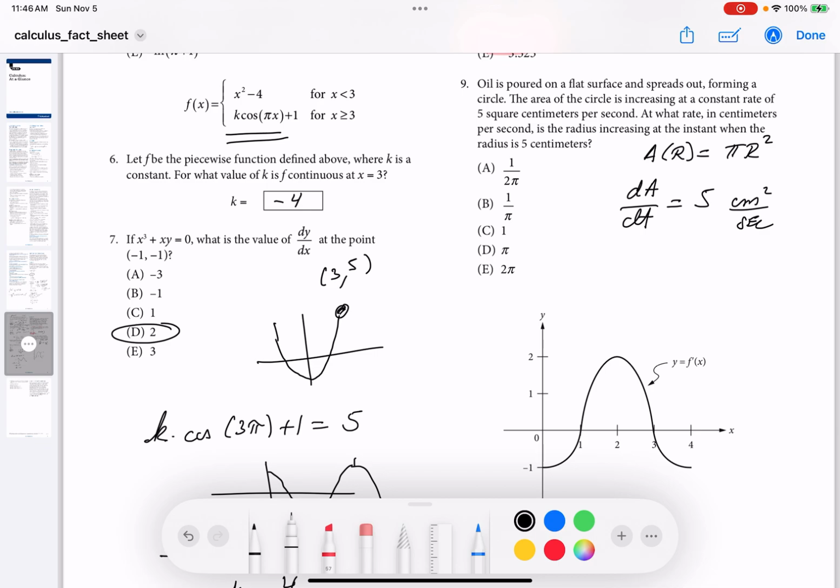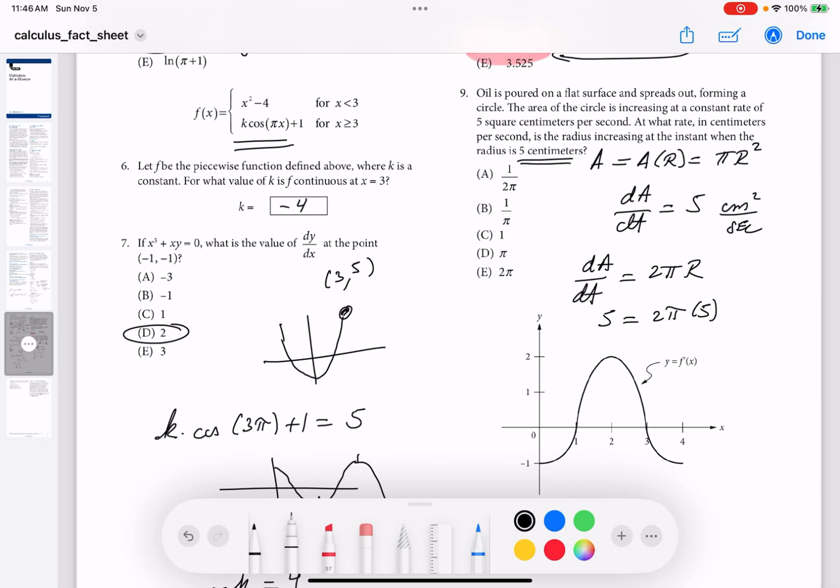I'm sorry, let me read that again. At what rate in centimeters per second is the radius increasing? Well, it's a related rate problem. So dA/dt, by the way, this is what A is, dA/dt is equal to 2 pi r times dr/dt. All right. Do I know what dA/dt is? It's 5, equals 2 pi r dr/dt. And they want to know dr/dt at a certain point in time when the r is 5.